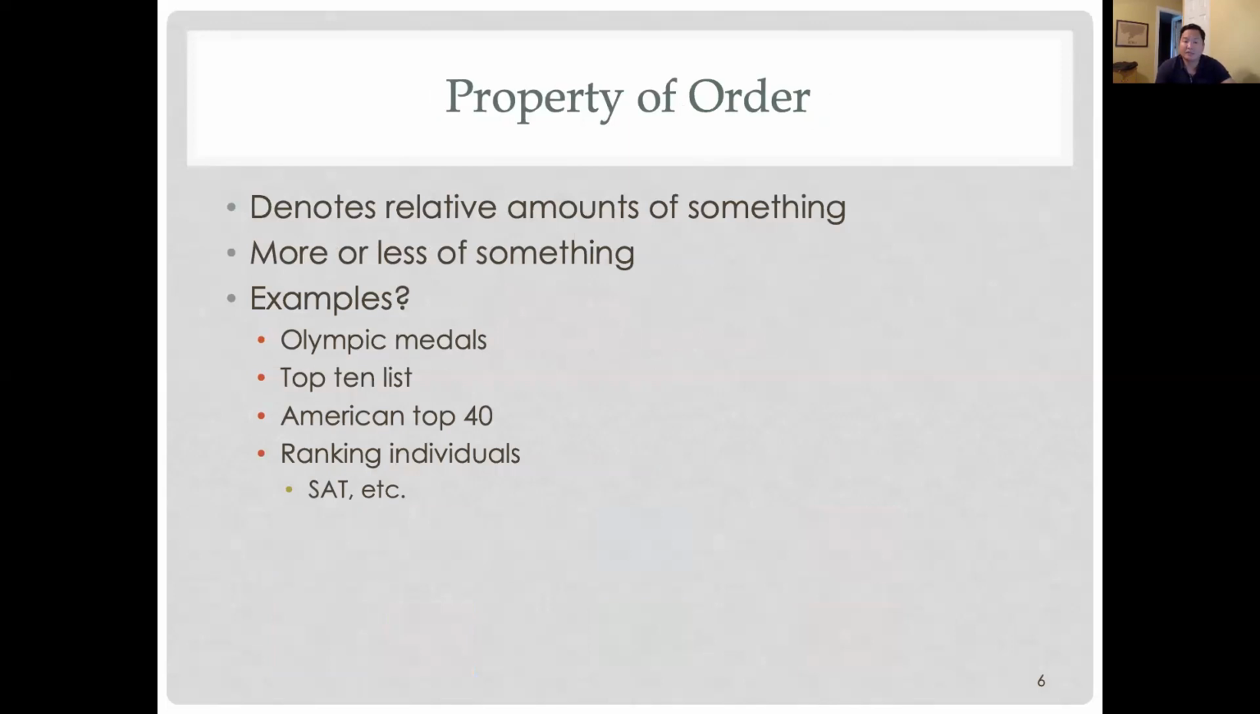Something can have the property of order. It denotes the relative amount of something. So when you measure something, you can say it has more or less of something. In this case, it's not saying, here's exactly how much you have. Instead, it's saying you're somehow ordering your measurement by how much there is.